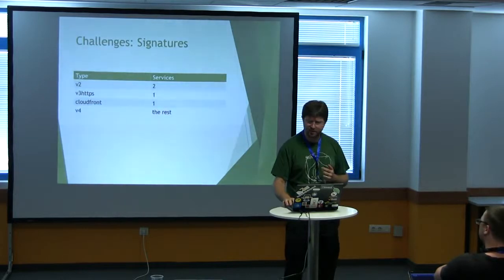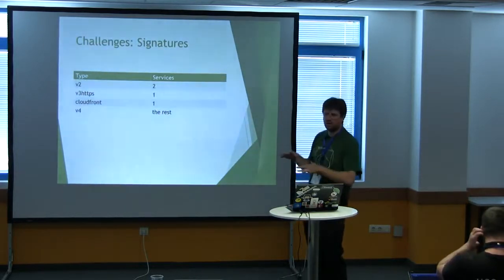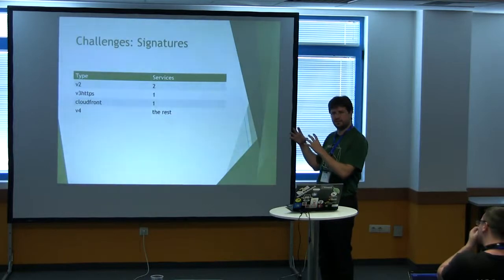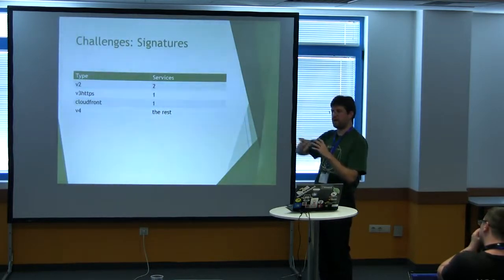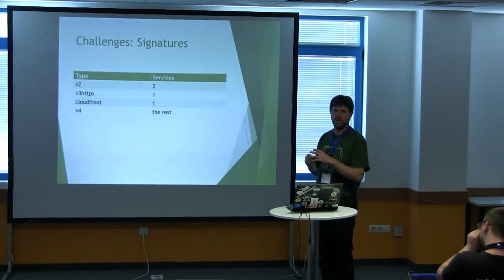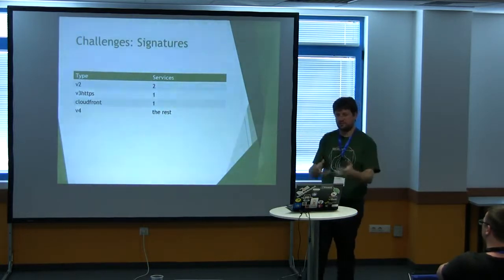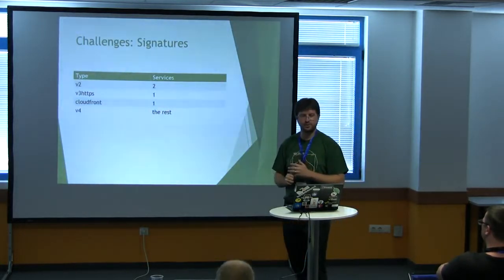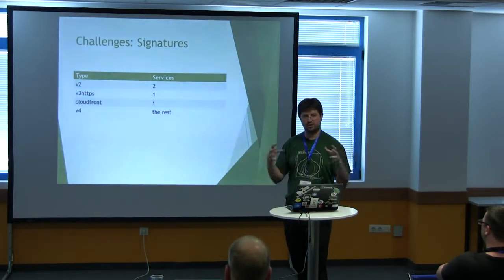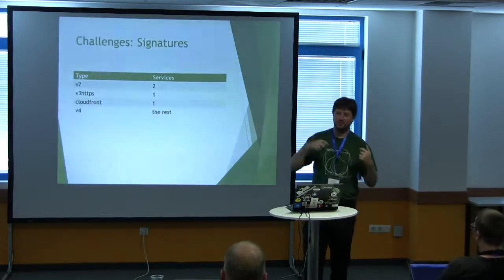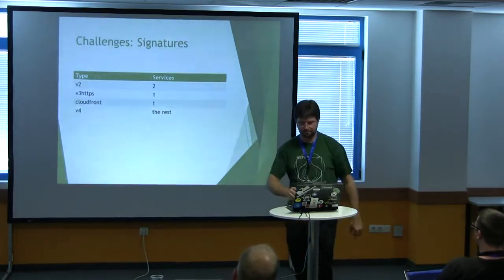Let's see more. Even, you see V2. V2 is like the first one they had, and V4, this has been changing over time. They're migrating services over to V4. But in between, you have V3 HTTPS for S3, and CloudFront had a special signature too. So the way you take the access key and the secret key and construct that signature changes for each type of API too.